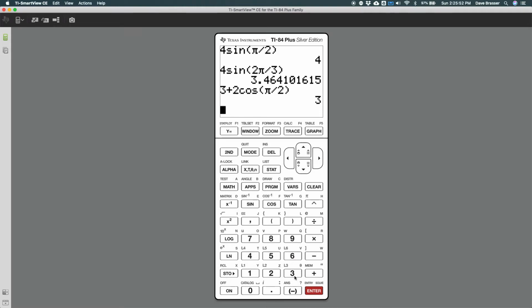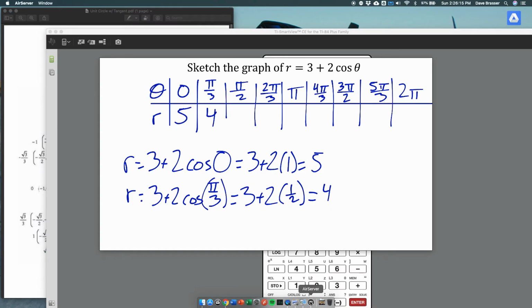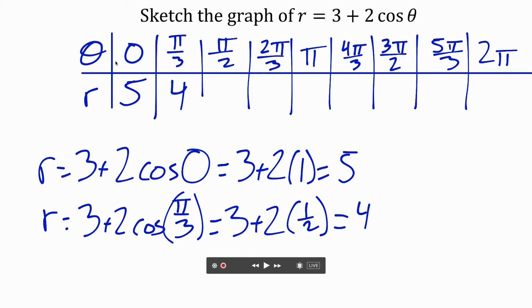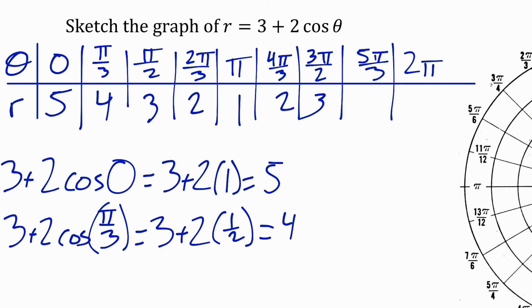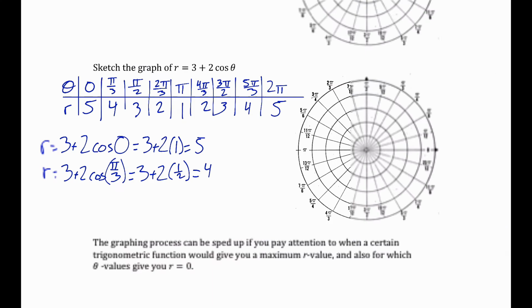We keep doing that pattern. We got 3 plus 2 times the cosine of 2 pi over 3, so 2 times pi divided by 3. And folks, you'll notice I chose these numbers because they end up being pretty nice. I'm not going to type the rest of these out. You can do that for yourselves. But let's jump back to our notes here, and I'm just going to fill in the rest of this table. Again, feel free to use a calculator for this. So we end up with 3, then 2, the next one ends up being 1, then 2, then 3, then 4, then 5. There's a pretty nice pattern there.